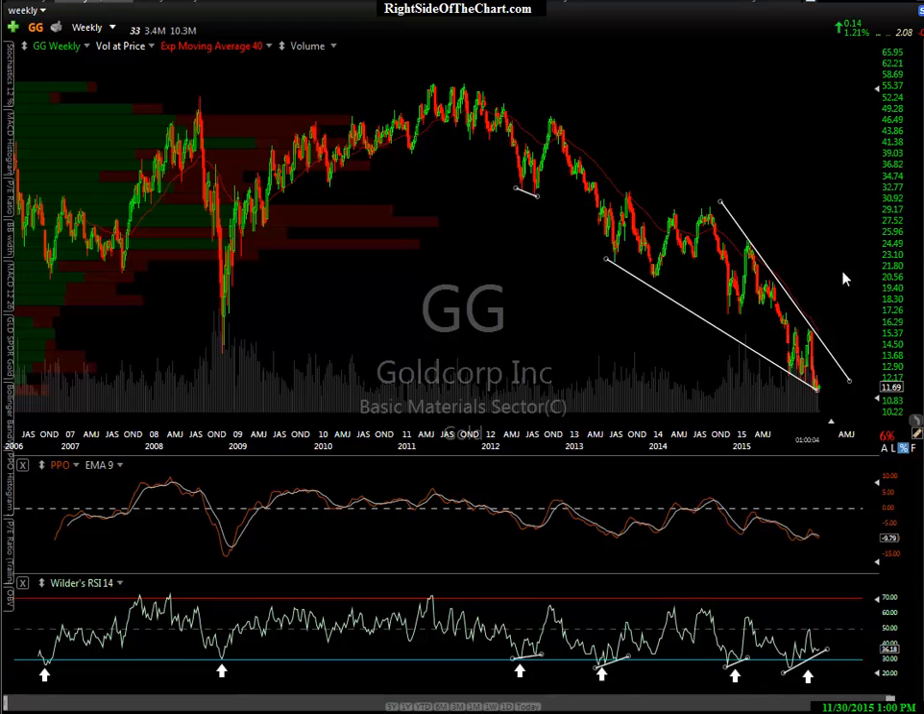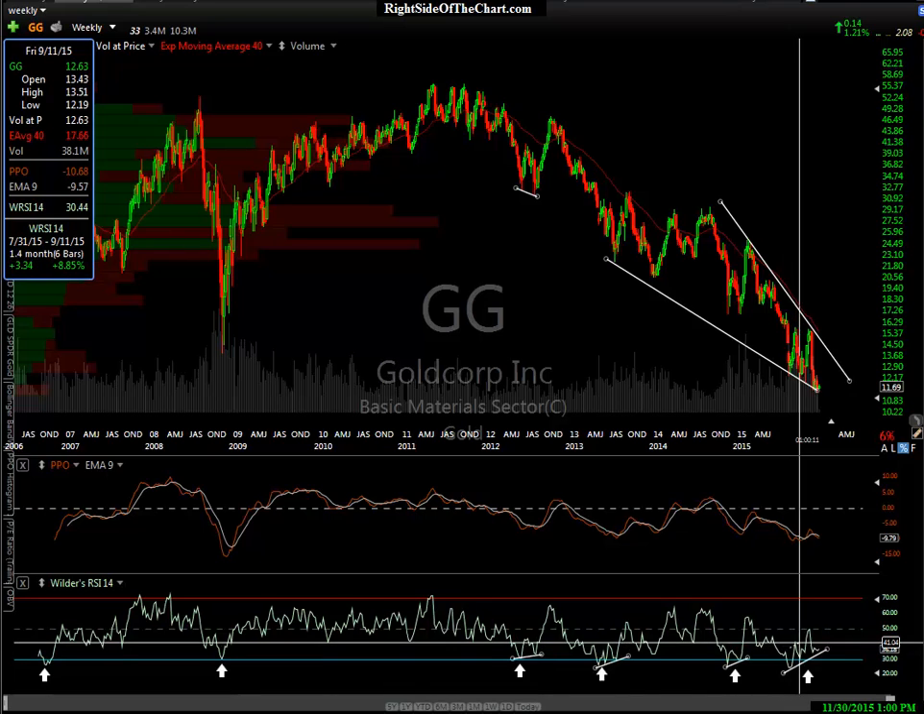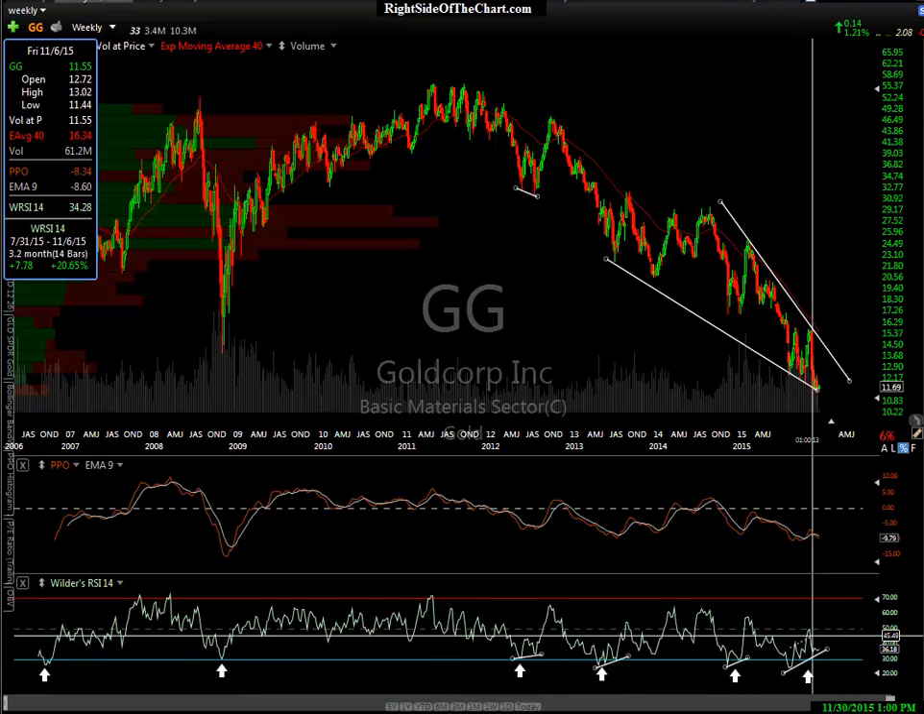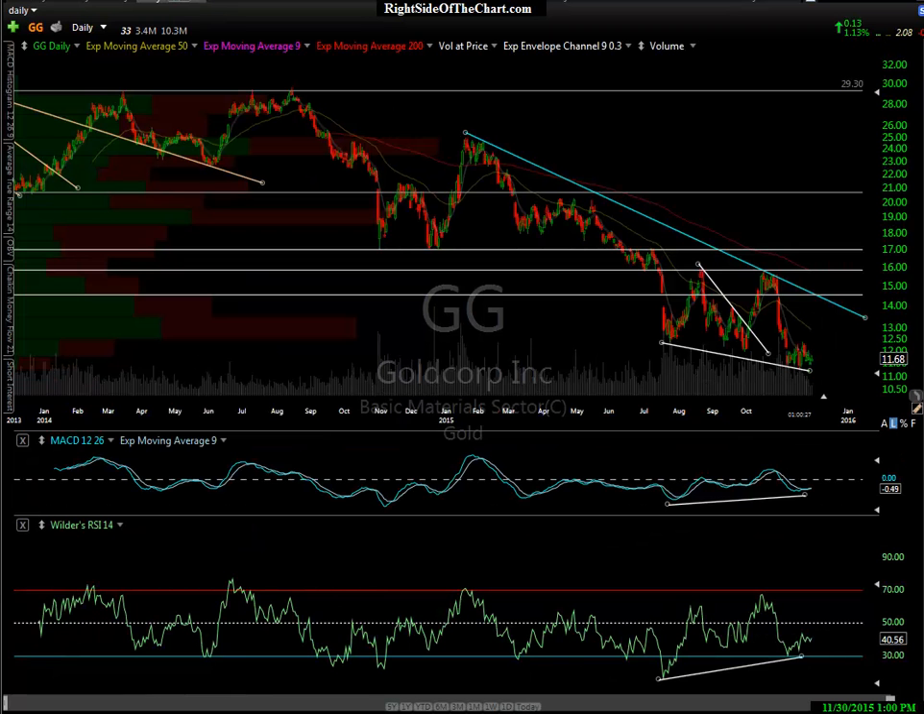So here we are, recently coming off a deeply oversold reading right here, and prices went lower. But what we see here is the RSI continues to make higher lows. So we have, as I've drawn it here, a nice strong divergent low. You can draw this large wedge pattern on the weekly chart. So again, I'm really warming up to the gold stocks at this time.